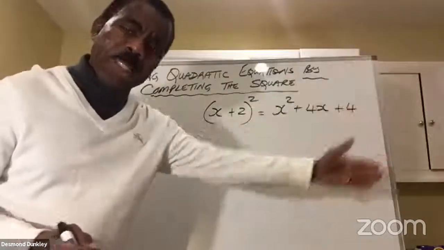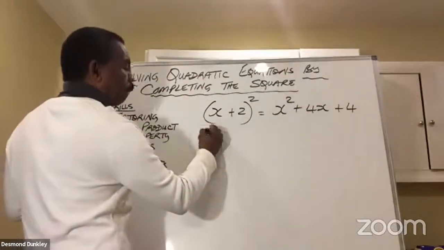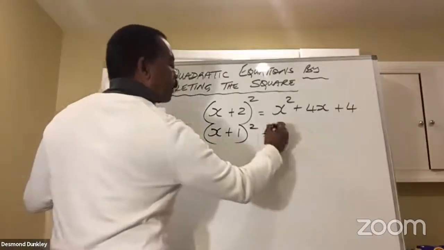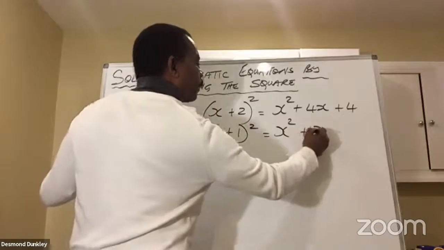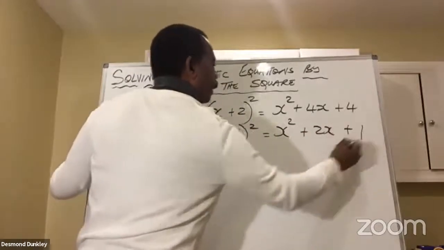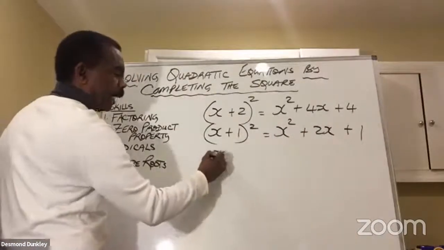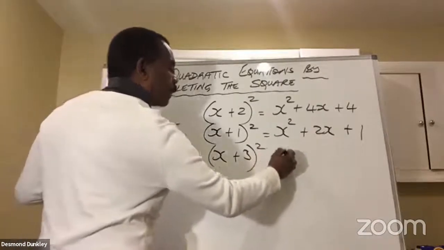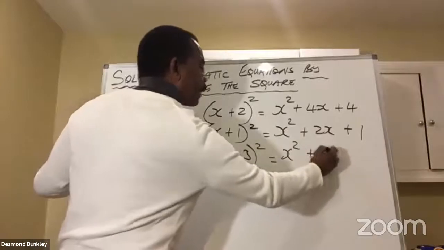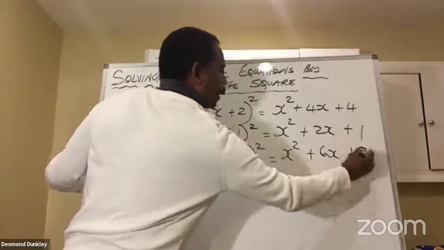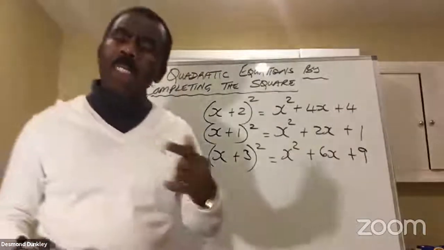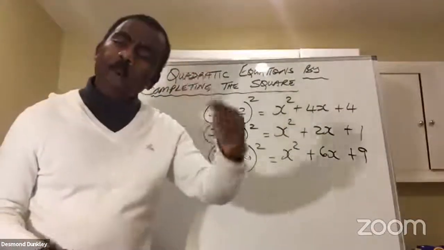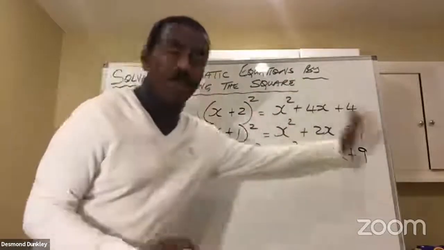That's already completed. Another one, if we have x plus 1 squared, it is equal to x squared plus 2x plus 1. If I gave you x plus 3 squared, it's equal to x squared plus 6x plus 9. What I'm trying to do is list a few expansions of perfect squares, and hopefully we can see a pattern on the right side.